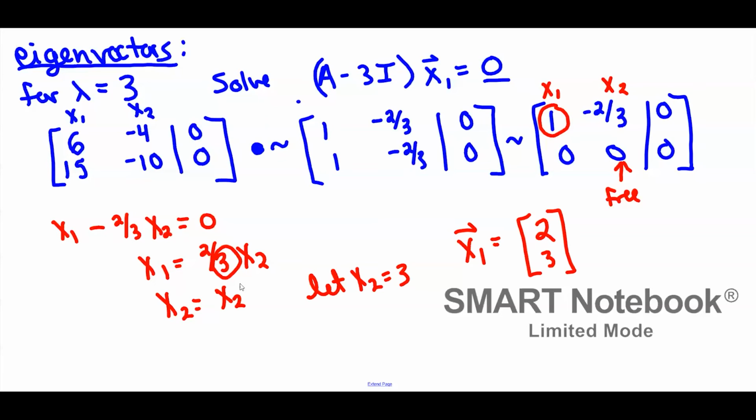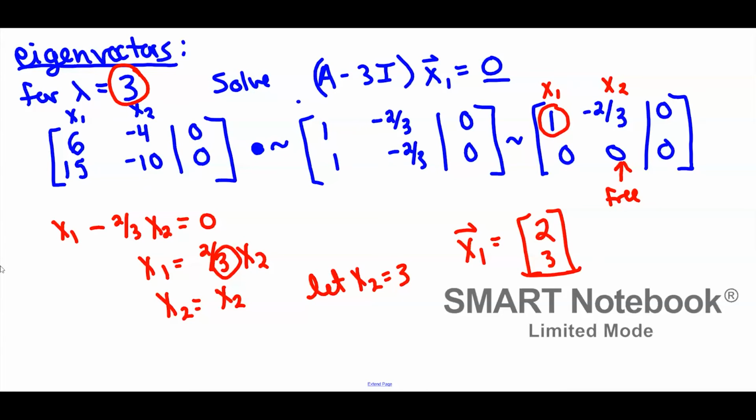Now, could we have picked something different for x2? Yeah, so we could have picked 1 here, and we would have gotten 2/3 and 1 instead of 2 and 3. But you can't pick 0, so the eigenvector cannot be 0. Cannot be a 0 vector. The eigenvalue can be 0. This guy up here can be 0, but the vector that we get can't be the 0 vector. Okay. So that was for lambda equals 3.